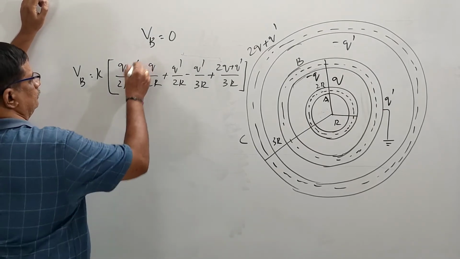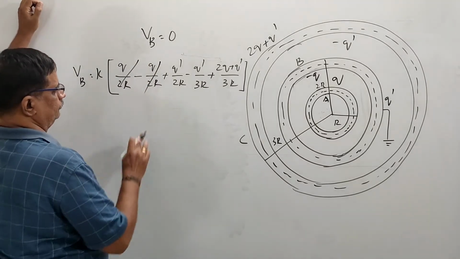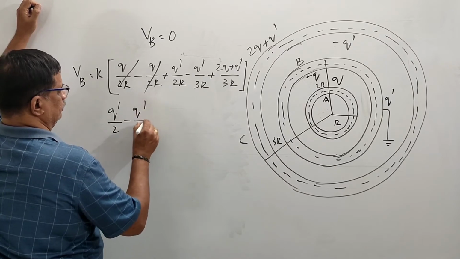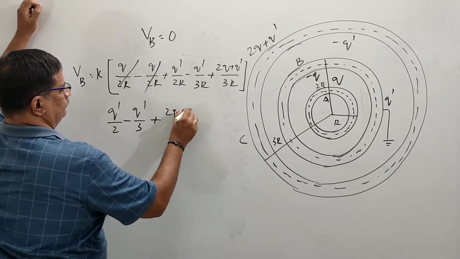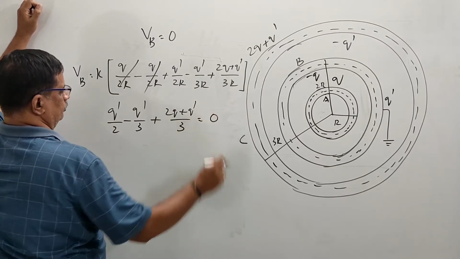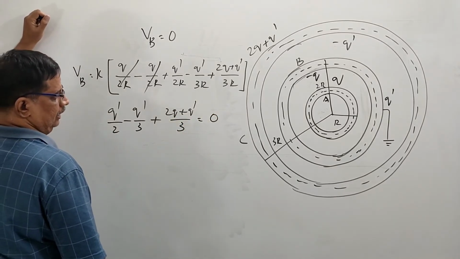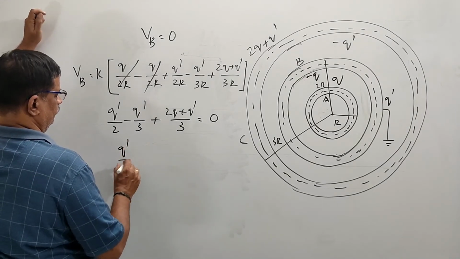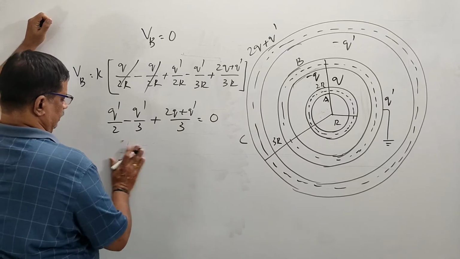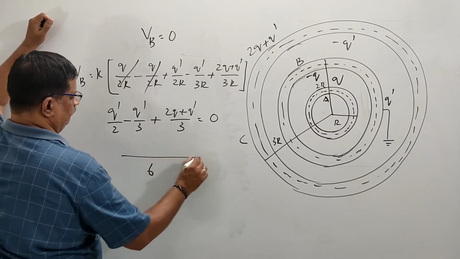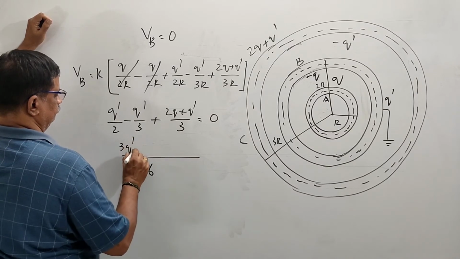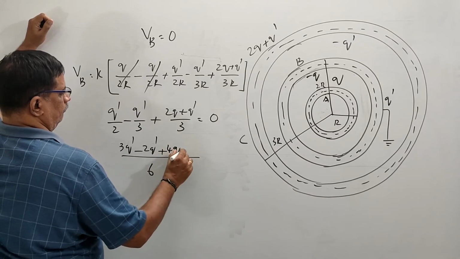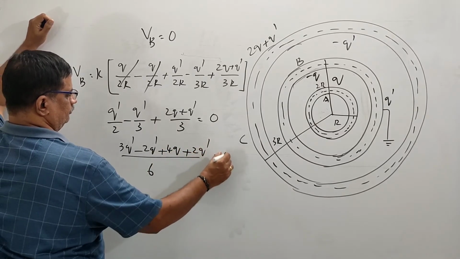So the r gets cancelled. These two terms immediately get cancelled. The r also gets cancelled. So we have Q dash by 2 minus Q dash by 3 plus 2Q plus Q dash by 3 equal to 0, because B is an earthed conductor. Now let us rearrange this. We will take 6 as our LCM. So this will be 3Q dash minus 2Q dash plus 4Q plus 2Q dash equal to 0.